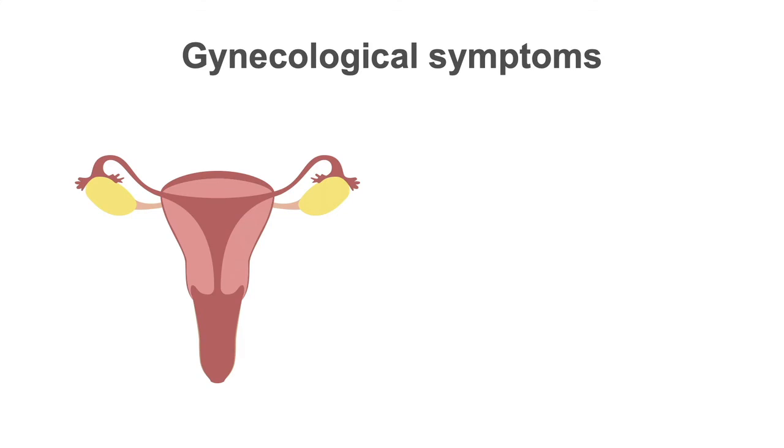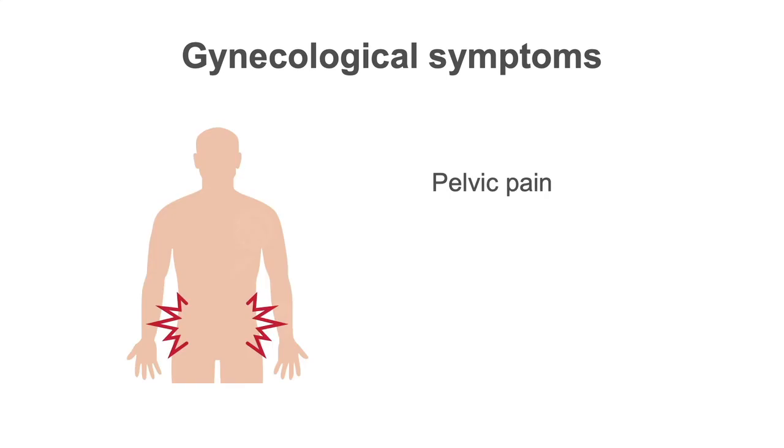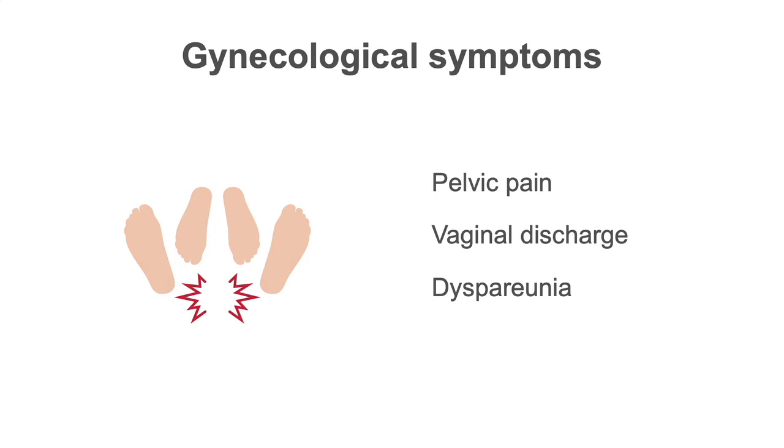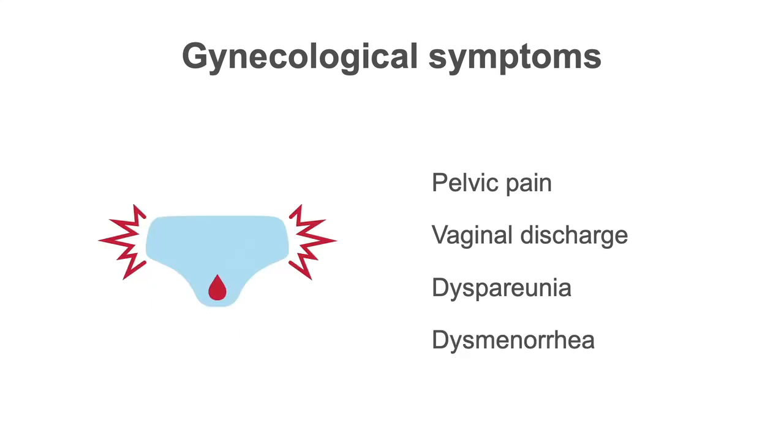In women, you need to inquire about associated gynecological symptoms, such as pelvic pain, vaginal discharge, pain with intercourse, known as dyspareunia, or dysmenorrhea, which is having a painful period. As mentioned previously, there are several organ systems in the abdomen. The patient may not realize the symptoms are associated with the pain. You must guide them by asking them directly.